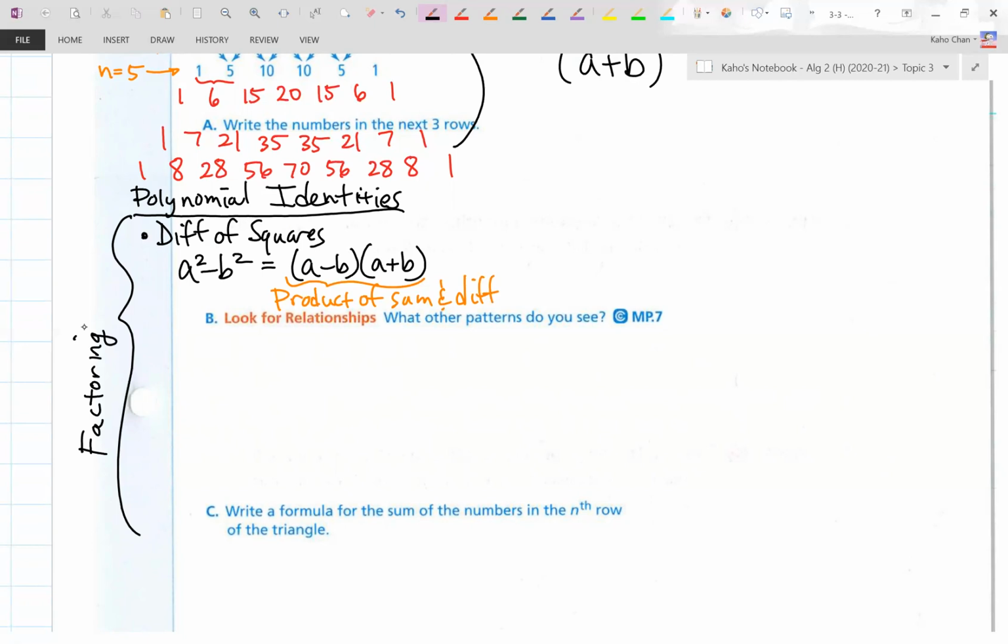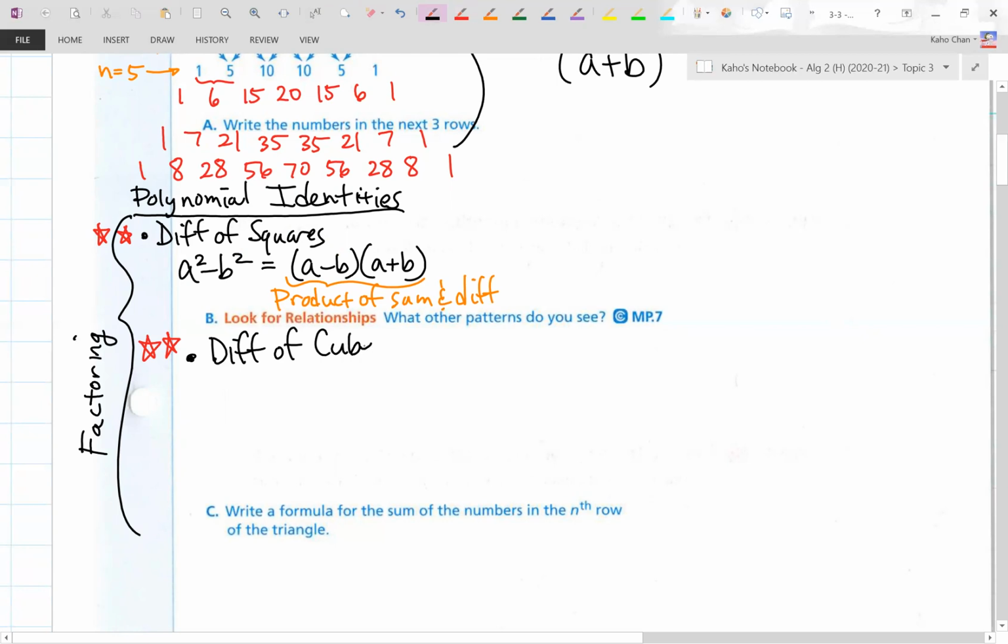Here are some other properties that are important. So here's one property, difference of squares. The second one that you learned already, difference of cubes, is brand new. And I need to bring up difference of cubes. And we have something called sum of cubes as well.